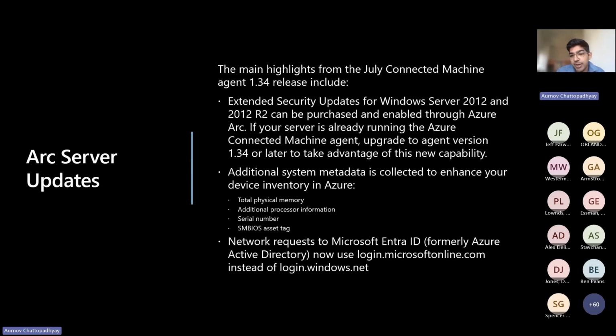And finally, from a network request perspective to Microsoft Entra ID, that's Azure AD, we use login.microsoftonline.com instead of login.windows.net, which we were using previously. So it's a little switch there as well from a networking perspective. The final piece is there were some enhancements to the extension management service core to the connected machine agent, so you're going to see some performance improvements there as well. So those are the core updates we have from the Arc server agent side.